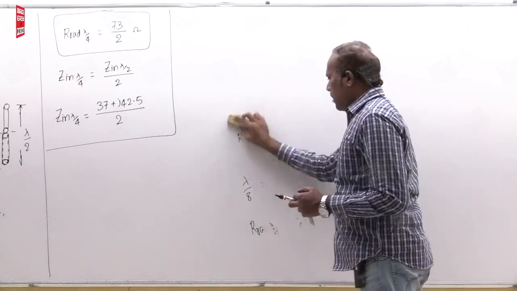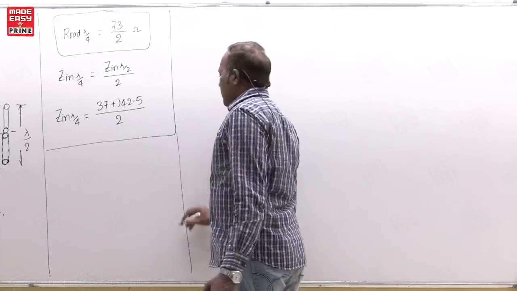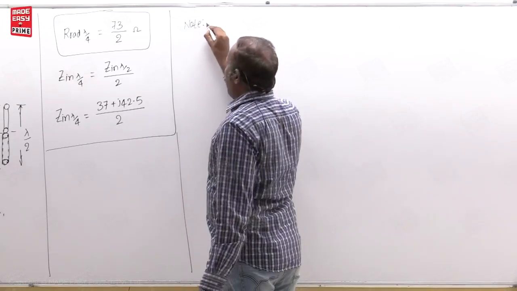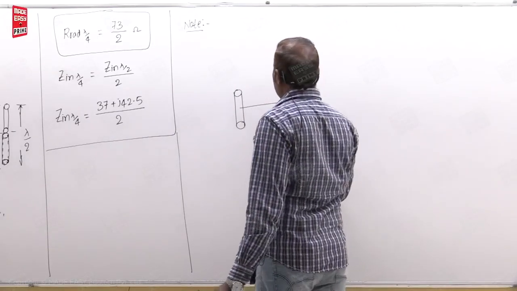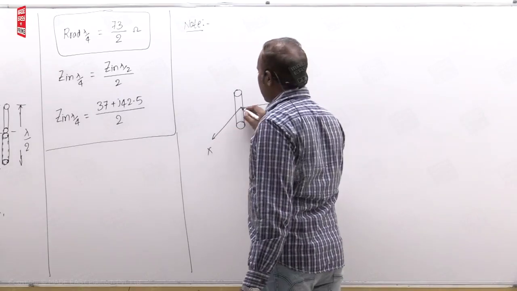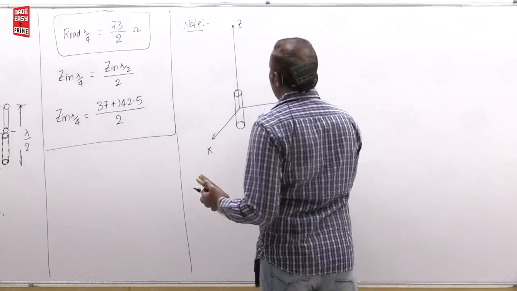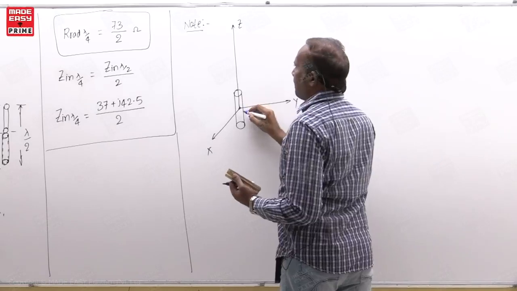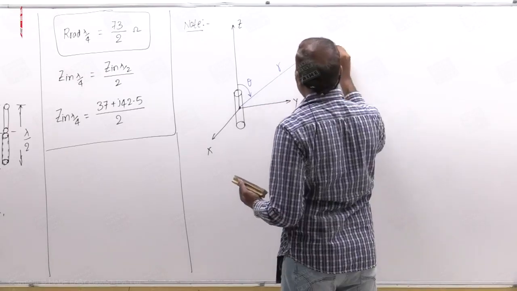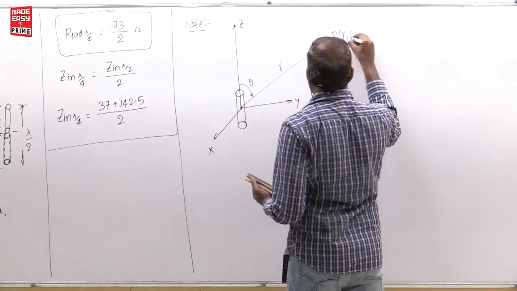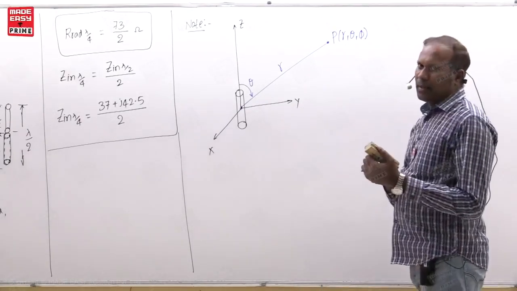Okay, now here is one more note I am writing. For example, here one conductor rod is there like this, and this is the y axis, this is the x axis, and this one is the z axis. Now you see here, this is the theta angle, at distance r, at the point (r, theta, phi).